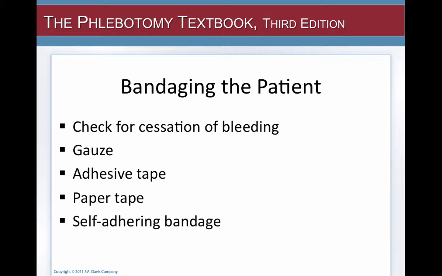When you're getting ready to bandage the patient, you want to check and make sure they're not bleeding excessively. You can use gauze with adhesive tape over it. You can use Band-Aids. You can use self-adhering bandages, what we call Coban. There's several different ways to bandage a patient, and it will depend on the hospital that you're training at and on how you will bandage your patient.